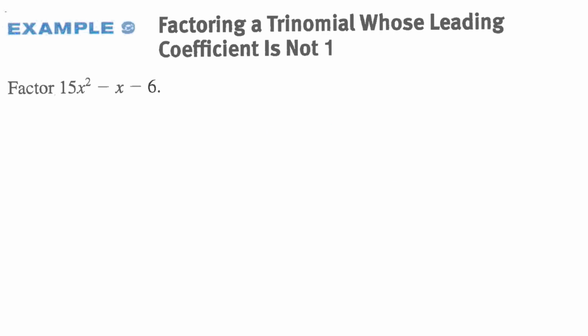Okay. Let's try another example here. So our AC is negative 15 times 6 is negative 90, and our B is negative 1. So what multiplies to 90? You've got to break this down a little bit. Let's see what we've got. 90 could be 2 and 45. That doesn't help us. 90 could be 3 and 30. Still not helping us. How about 90 could be 4?